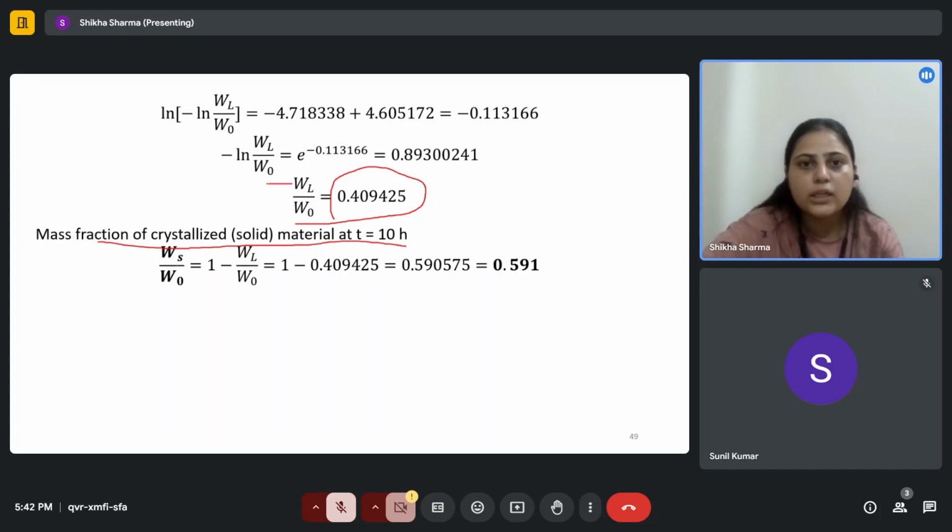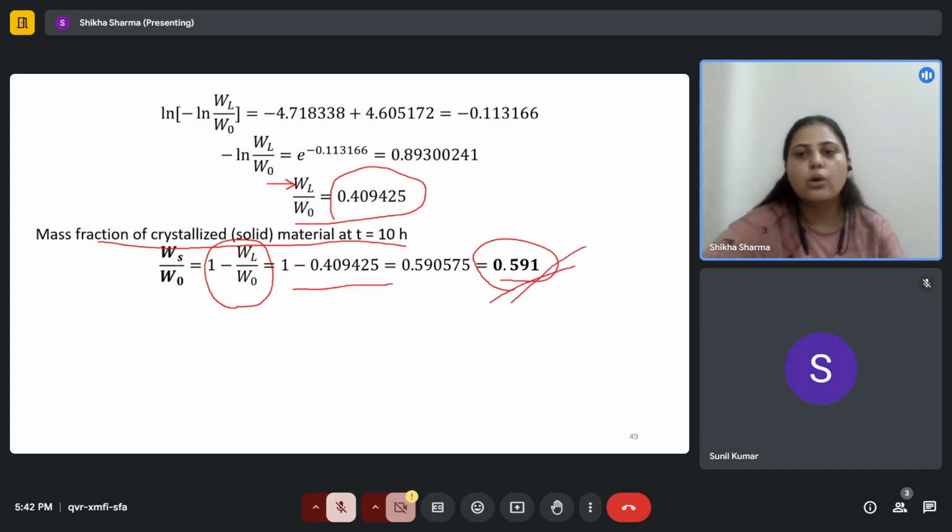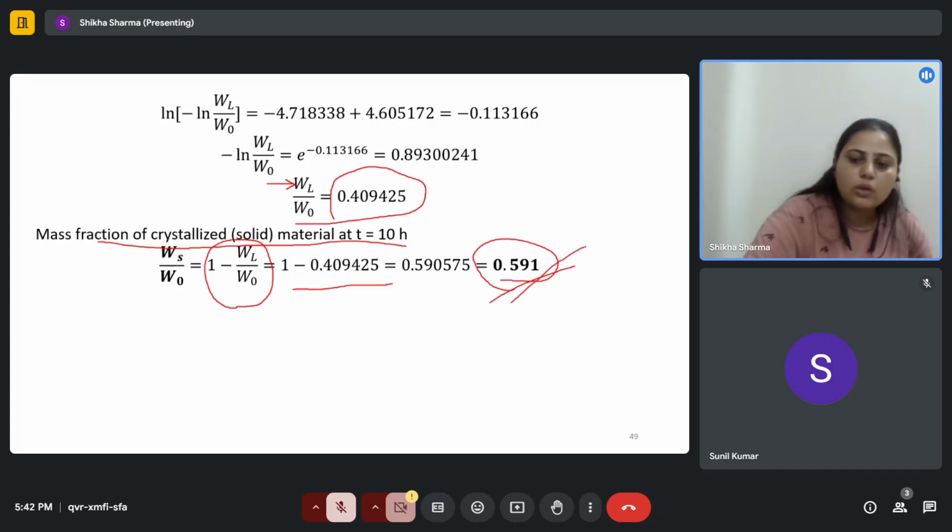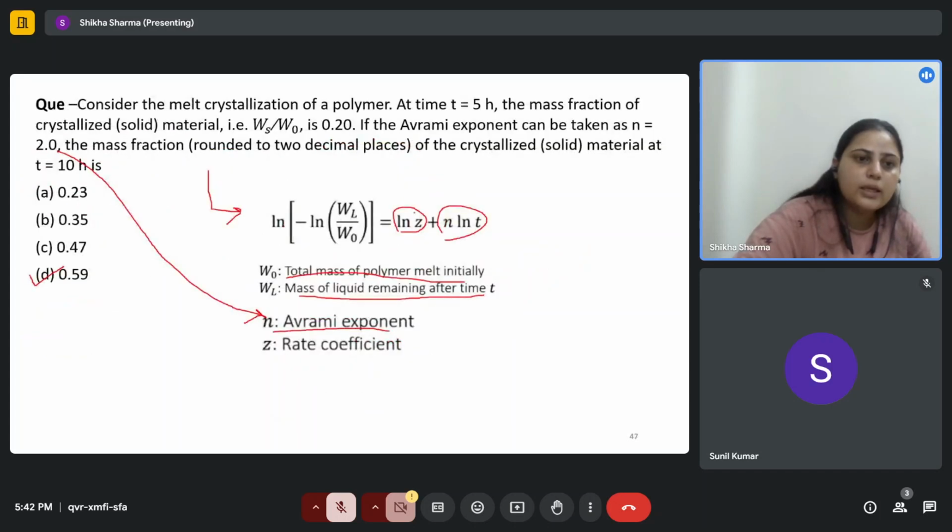So the mass fraction of the crystallized or solid material at 10 hours equals, here we get at 10 hours the liquid mass, right? So we need to convert it into the solid mass, which is 1 minus the liquid weight fraction which we get, equals 1 minus 0.409425. So we get 0.591 as our correct answer. Have you also got the same answer? Option D is correct here. This one.